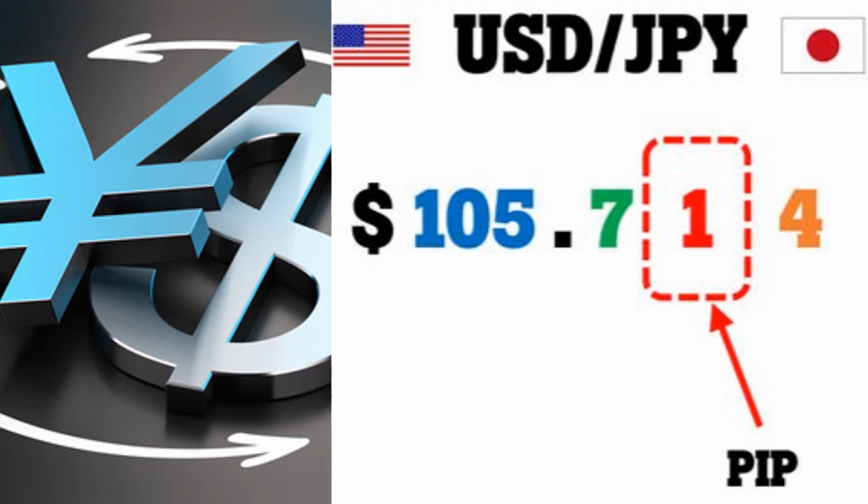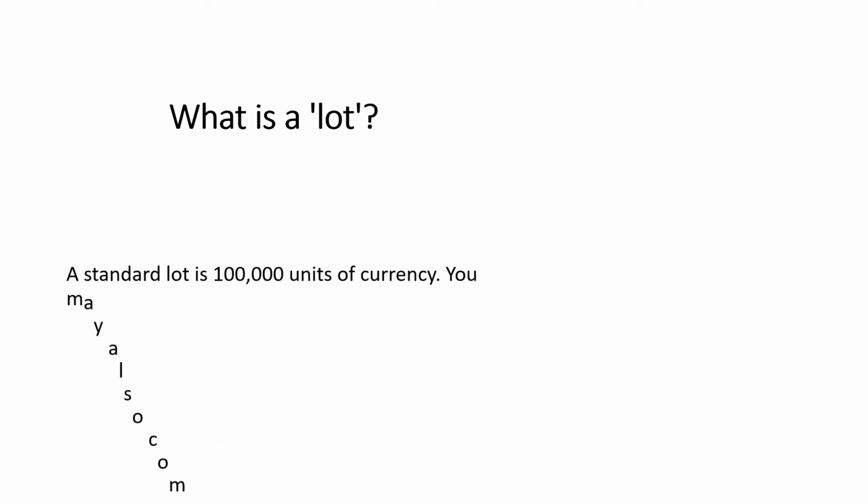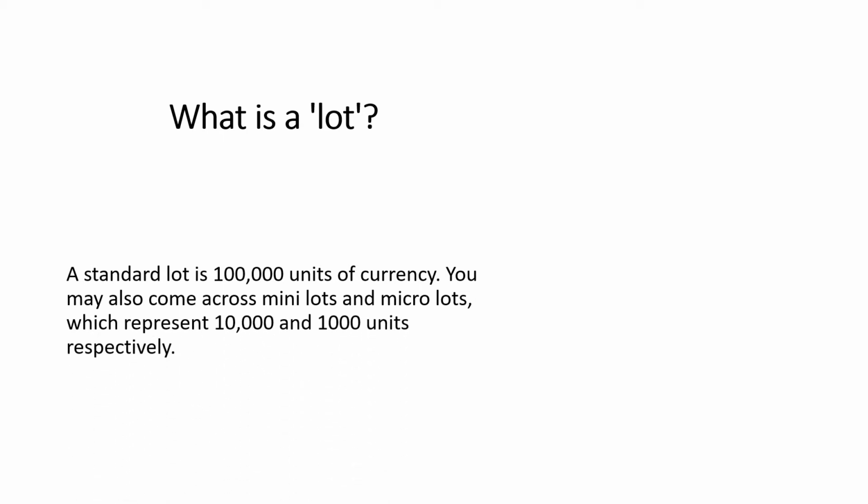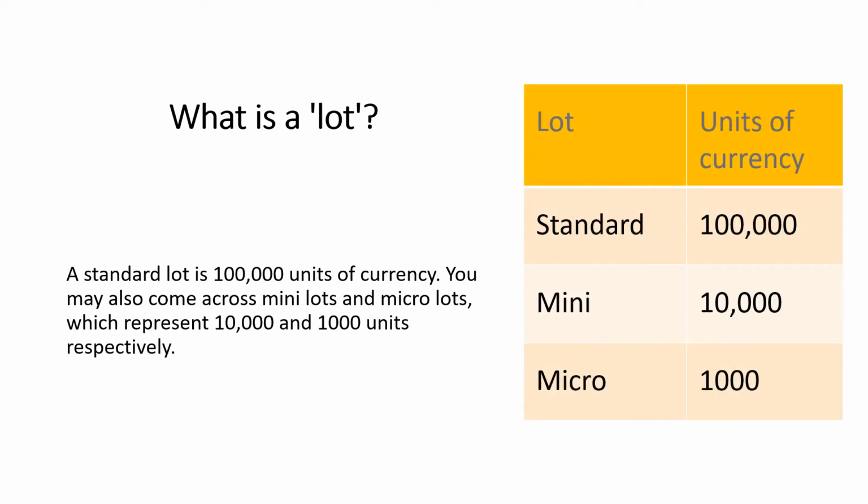What is a lot? Each 1 pip movement in a Forex price is only worth a tiny amount. So, to take advantage of these small changes in value, Forex is traditionally traded in large batches called lots. A standard lot is 100,000 units of currency. You may also come across mini lots and micro lots, which represent 10,000 and 1,000 units respectively.